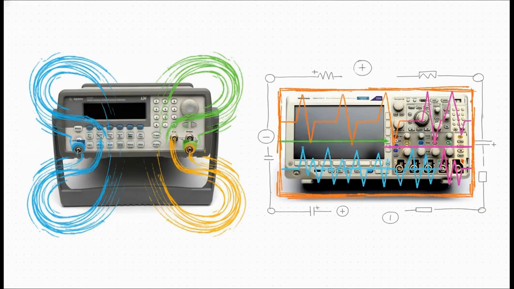And this isn't just abstract math on a whiteboard. This is what engineers do every single day. They use tools like function generators to create these waves, and then they use oscilloscopes to actually see them, to measure that invisible rhythm and make sure every single part of the circuit is doing exactly what it's supposed to.